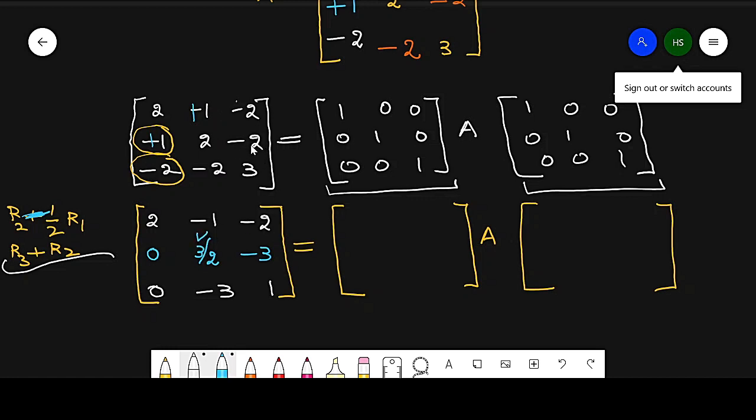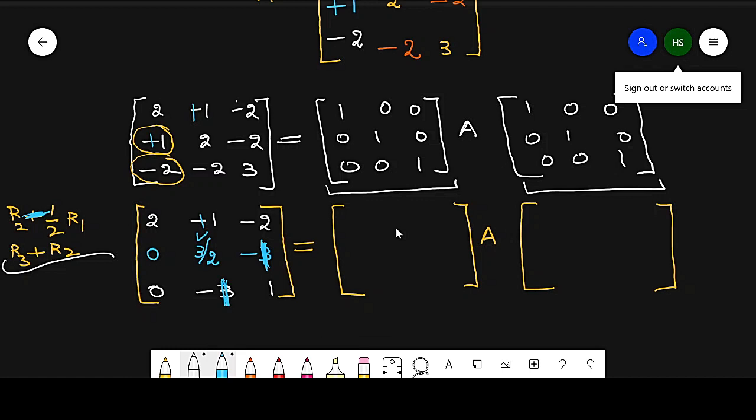So this is R2 minus 2, then plus 1, so this will be minus 1. Just check these values. So this will become 2, 1, minus 2 and 0, 3 by 2, minus 1 and 0, minus 3. Sorry, here it is plus 1. Here again R2 plus this, so this is again minus 1, so minus 1 and 1. So I get this term. Just correct this.